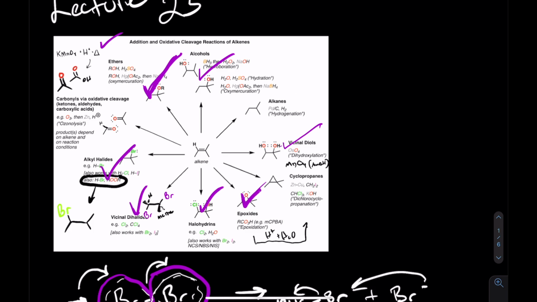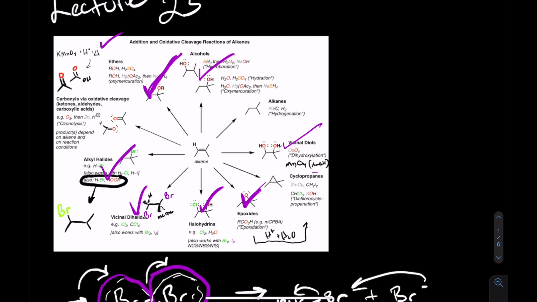Now, you can also use potassium permanganate in the presence of base, and that'll also give you vicinal diols that are on the same side of the double bond. But if you are not careful, you'll pretty quickly end up making carboxylic acids by cleaving there. That's pretty easy to do.